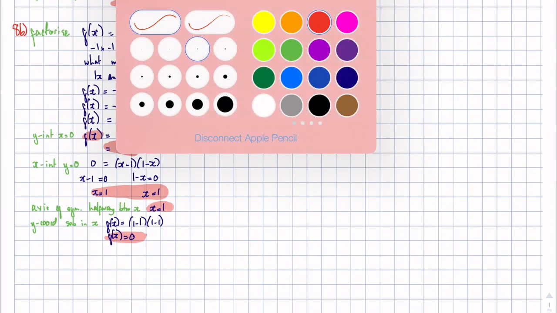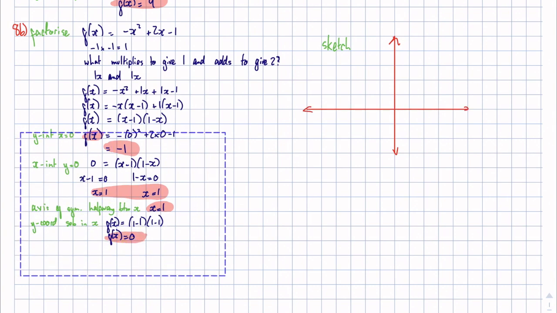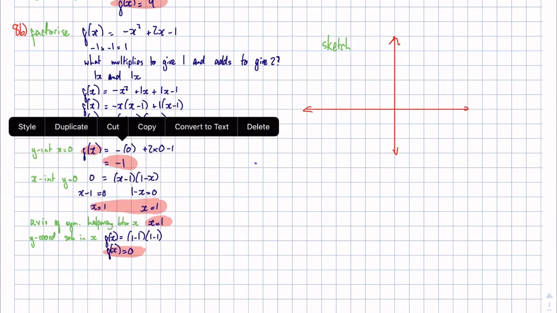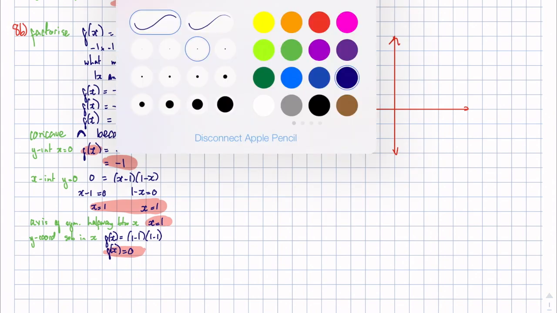Okay, let's sketch this. I don't need anything big. Everything's happening at x equals 1, isn't it? Although, you know what I forgot again, but would have managed without. I forgot to find the concavity. Is it concave up or down? I always forget this. It's a sad face because of the minus x squared.